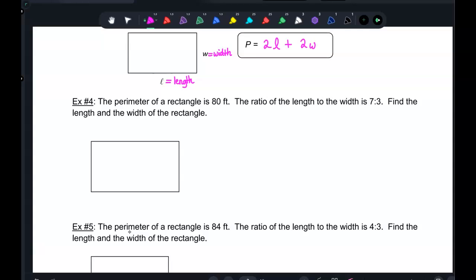All right. So here we have a rectangle. The perimeter of this rectangle is 80 feet. That's the whole thing, right? P equals 80 feet. Now, the next part says the ratio of the length to the width is 7 to 3.